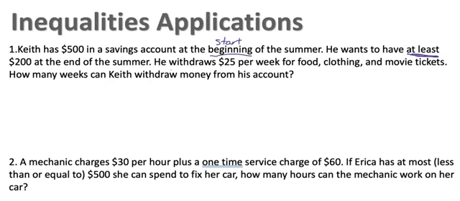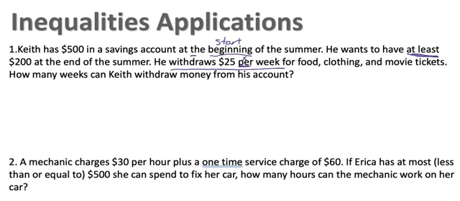He withdraws $25 per week. Now, I know something about the word per. Per usually tells me I need to multiply. So he's withdrawing 25. And I also know that the word withdraw means to subtract. So he's taking $25 out every week for food, clothing, and movie tickets. How many weeks can Keith withdraw money from his account?